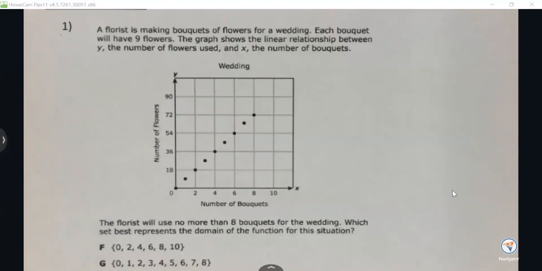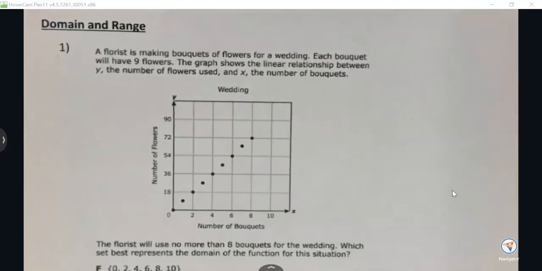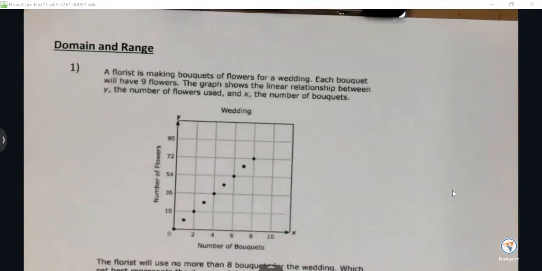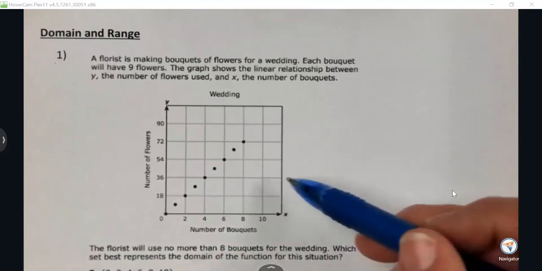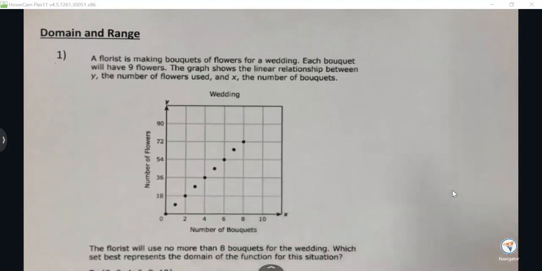This video is on the topic of domain and range. I will pause before each item in case you would like students to try the problem before I discuss it. Anytime there's a graph, my advice is to study the graph first before you look at the question to make sure you understand what the graph is even saying.